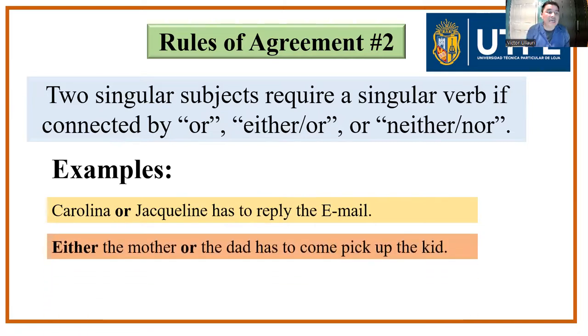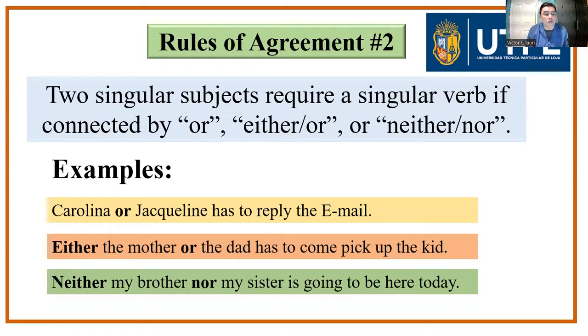Another example: either the mother or the dad has to come pick up the kid. Same thing. Either or, as we have singular and singular, and because we use either or, we use the verb in singular form. Another example: neither my brother nor my sister is going to be here today. Neither nor, we have my brother, my sister, singular, and because we are using neither nor, we use the verb in singular form. Neither my brother nor my sister is going to be here today.